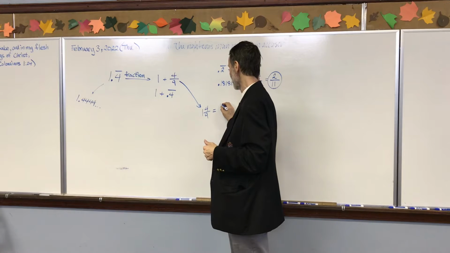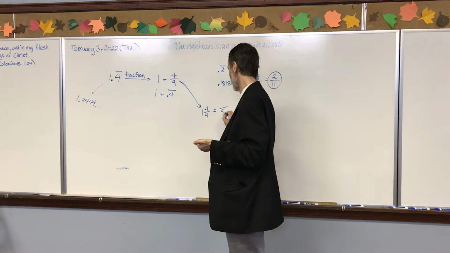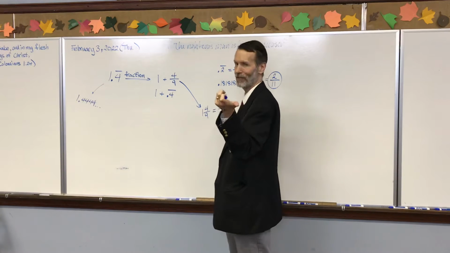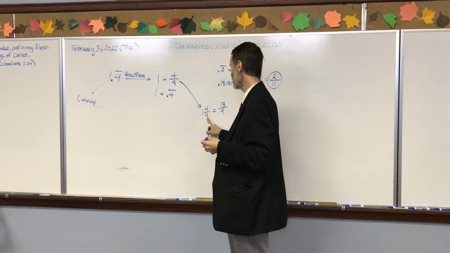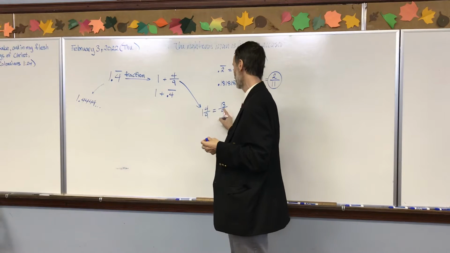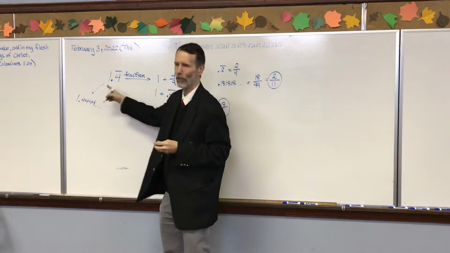Would it be 18 over? No. A little too big. It's going to be over 9. Yes, over 9. 13. Ah, there you go. How do you get 13? 9 plus 4. Yeah, 1 times 9 is 9 plus 4. 13 over 9. So 13 over 9 gives you 1.4 repeating.